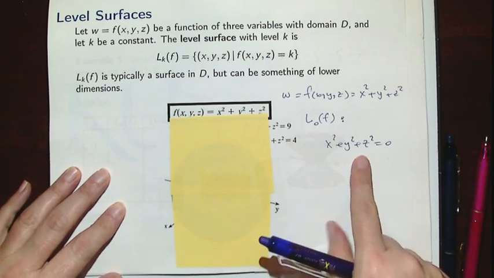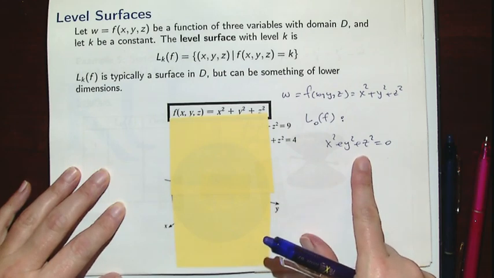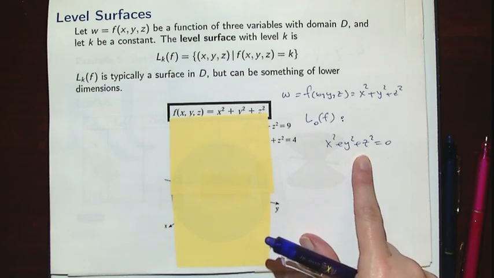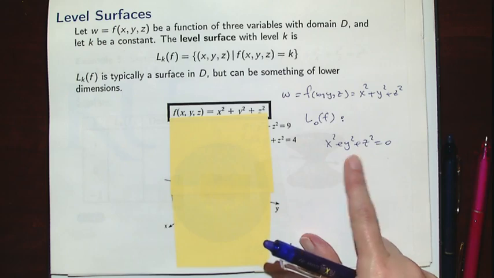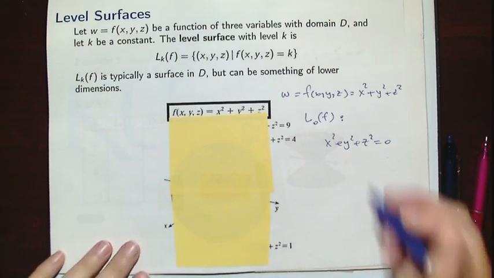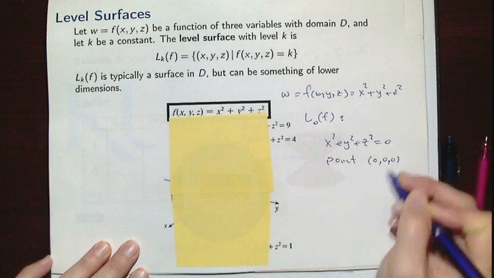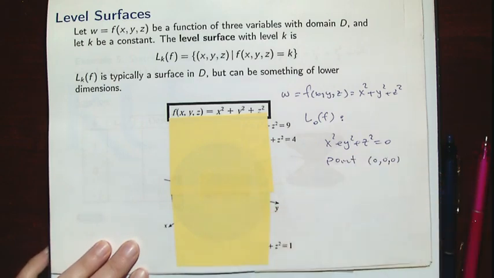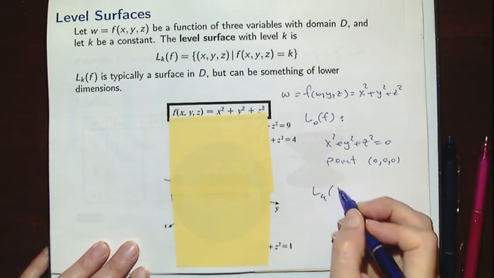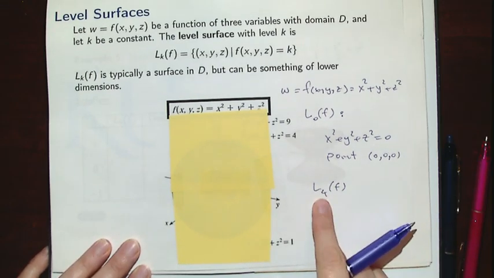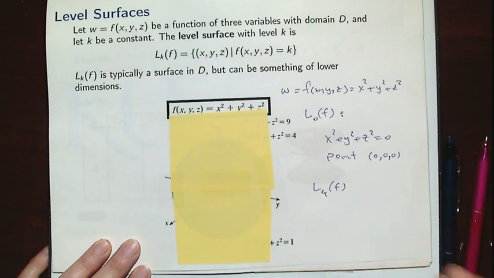Do you guys know what this shape is? It's just a point, right? It's just a point. Point 0, 0, 0. Fair game? Now, ask me another level set, L4 of f. What am I setting equal to 4? The output.